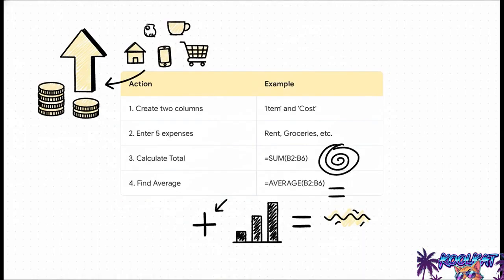Okay, to make this all real, I've got a little challenge for you. It'll take you less than 5 minutes. Seriously. Open up a spreadsheet, create 2 columns, item and cost. List 5 of your own recent expenses. Then, in a cell below, use the sum function to get the total, and in another cell, use the average function to find the average cost. Actually doing this is the best way to make it all click.